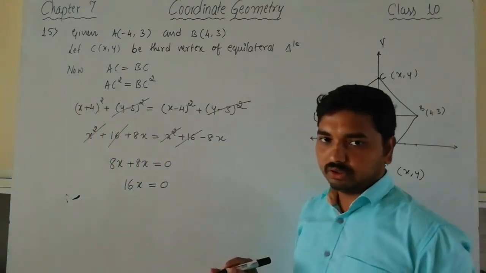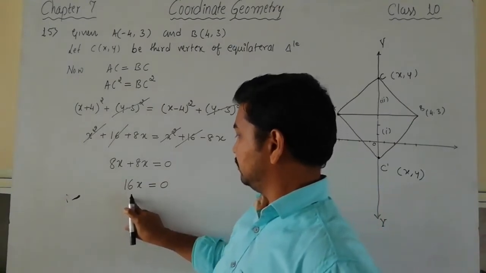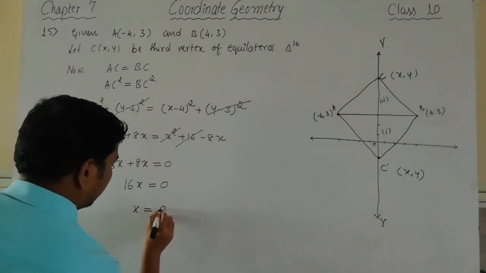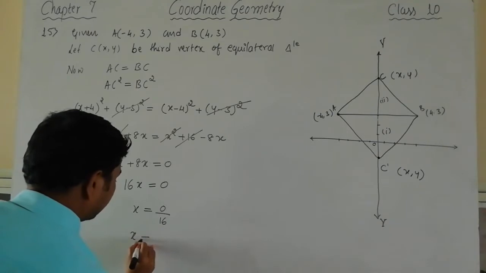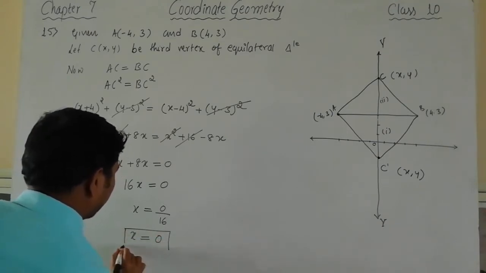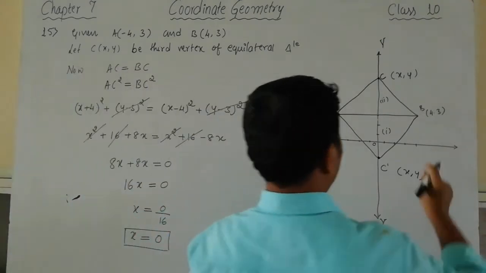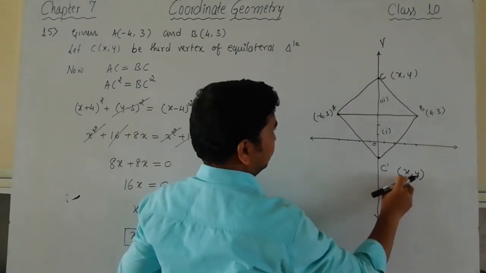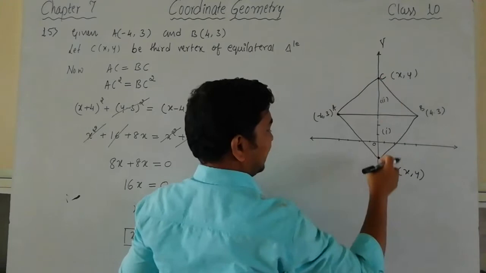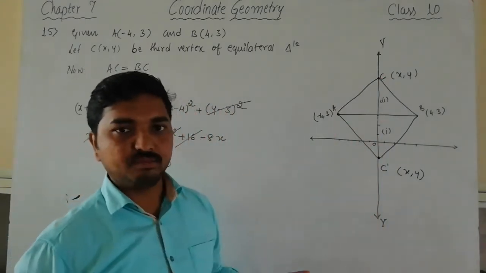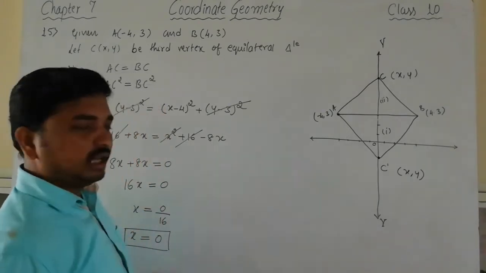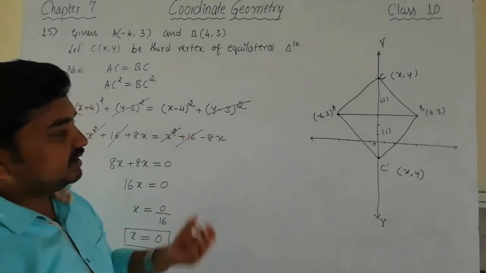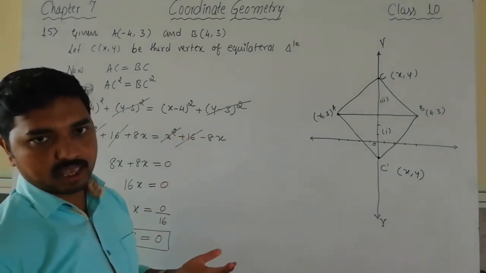I need to find out the value of x, and shifting this 16 towards the right hand side, it will get cross multiplied. So finally we get x is equal to 0 divided by 16. 0 by anything is always equal to 0, so that's why we get x is equal to 0. So x is equal to 0 means this will become 0, and here also this will become 0. Now we can understand definitely the point C and C dash lie on the y-axis, because the x coordinate is 0. It is very clear for you that the points C and C dash definitely lie on the y-axis.